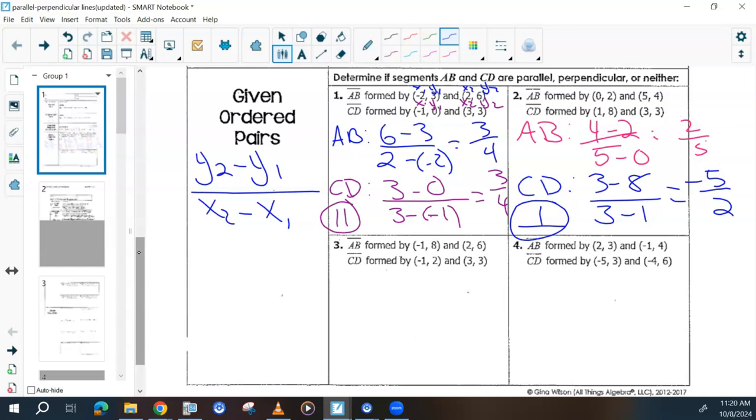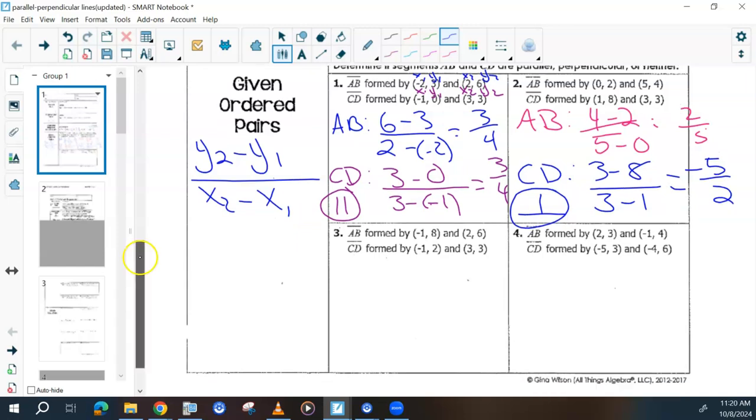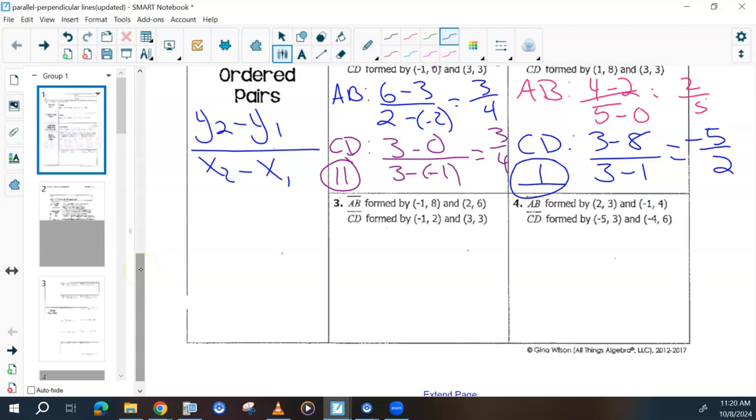Now I'm going to show you some neither cases. So let's do number three. So 6 minus 8 over 2 minus a negative 1. What would that slope be? Negative 2. Negative 2 over 3.